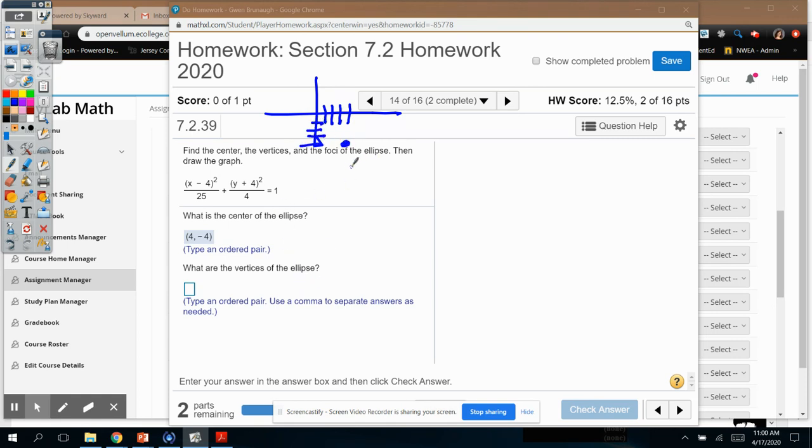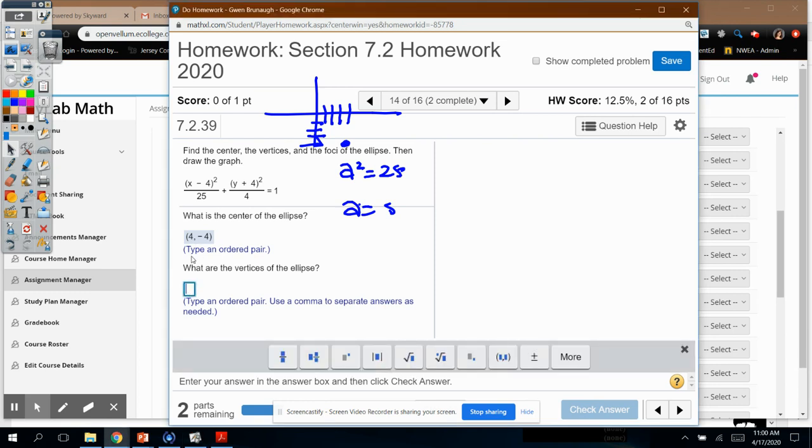Okay. A squared is 25 and it's in the X direction. So A is 5 in the X direction again. So I'm going to go right 5, left 5 from my point 4, -4. So I'm still going to be down 4, but I'm going to be 4 plus 5, which is 9, -4. And then I'm going to be 4 minus 5, which is -1, -4.